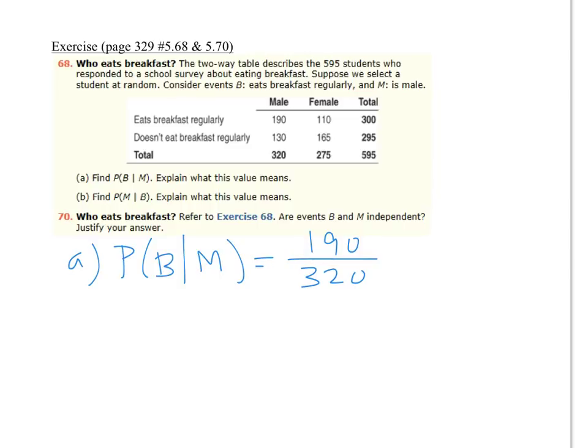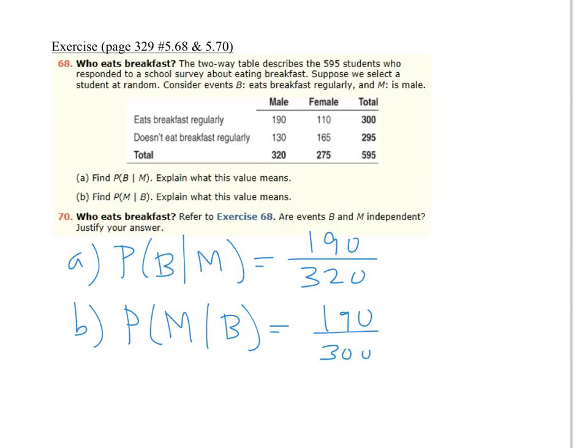For Part B, we want the probability of male given breakfast eater. Given that I'm a breakfast eater, what is the chance of being male? So now I have 300 people who eat breakfast regularly. The chance of being male is 190. Notice that because the orders of the given event and the event you're looking for are switched here, we got two very different answers for these probability questions.